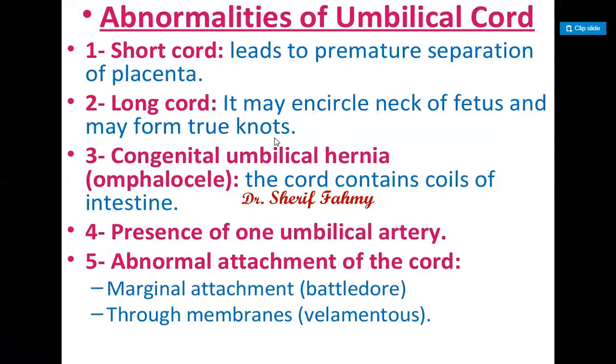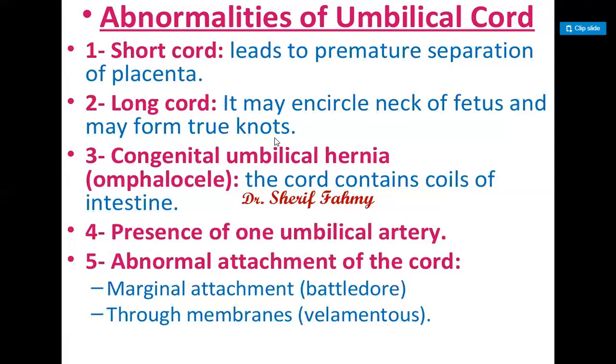And depending upon the loops, we see that the umbilical cord is twisted around the neck of the fetus. Depending upon the number, it is one loop. If it is two, then two loops. If it is three, then three loops. And then sometimes there is a congenital umbilical hernia called omphalocele, that is, the cord contains loops of intestine. That may be the situation.